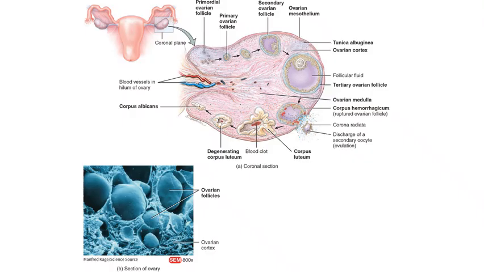Usually around this time after ovulation, the corpus luteum contains the remnants of the tertiary ovarian follicle. The corpus luteum produces progesterone, estrogens, relaxin, and inhibin until it degenerates into fibrous scar tissue, which is commonly referred to as the corpus albicans.